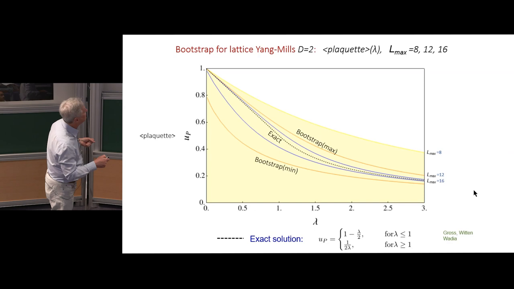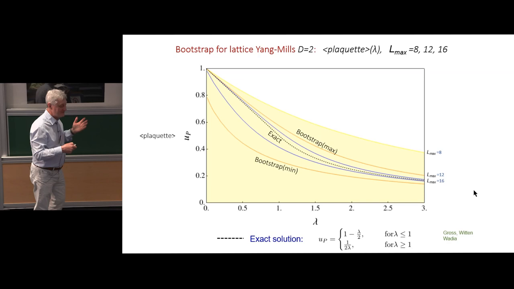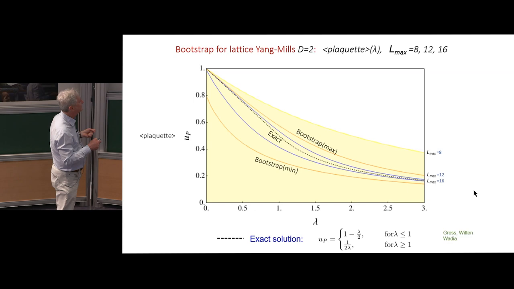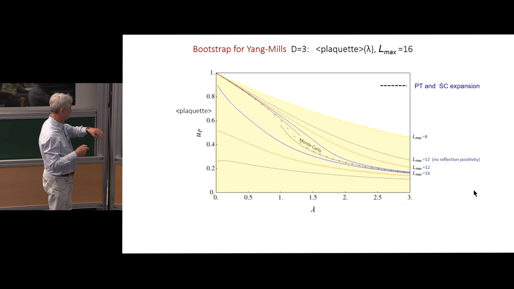And then these blue lines are our best result at L equals 16, which are already quite close to the exact result, although you can judge yourself whether it's close or not. It's all drawn in the right scale. Okay, but then we go to the three-dimensional case.